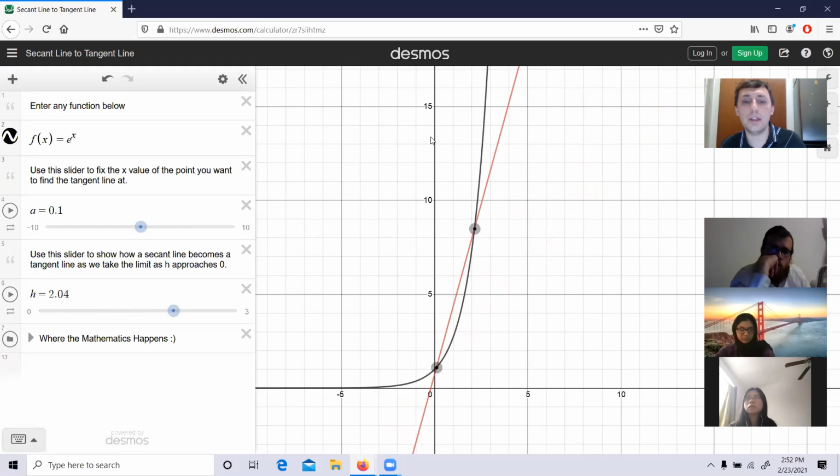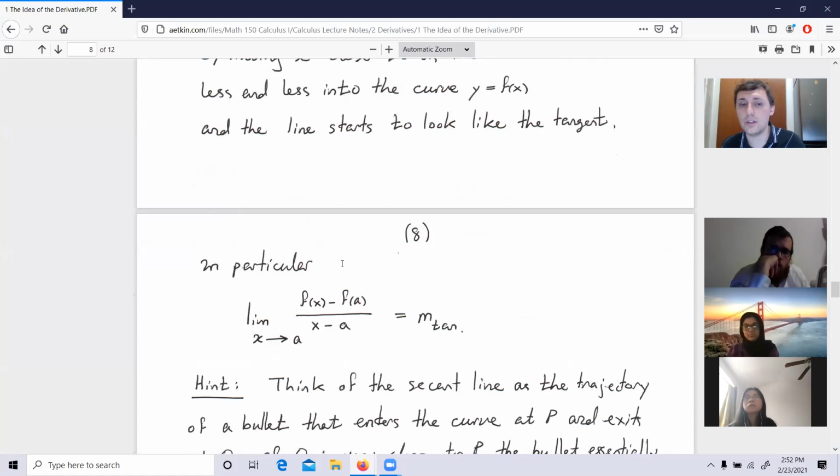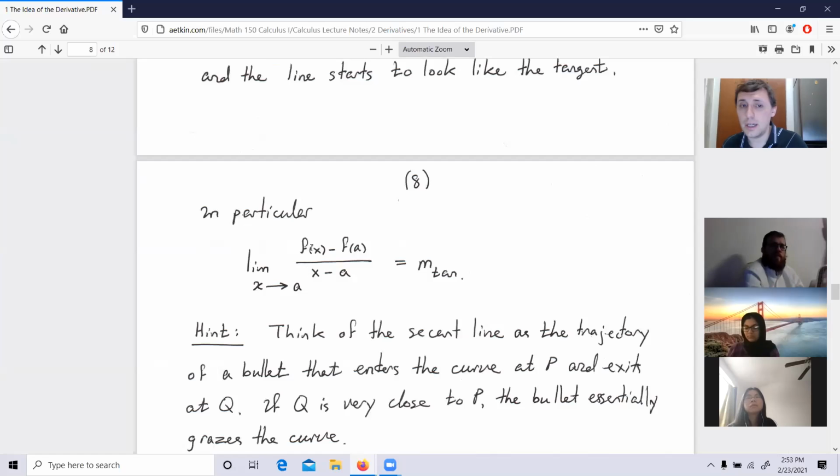So guys, one thing that you need to do is understand where the formula comes from. You're not memorizing anything, yes? The idea is very simple. I'm going to slide point Q towards point P. How am I doing that? I'm making X approach A. So that's my definition of the tangent line: the limit as X goes to A of f of X minus f of A divided by X minus A.